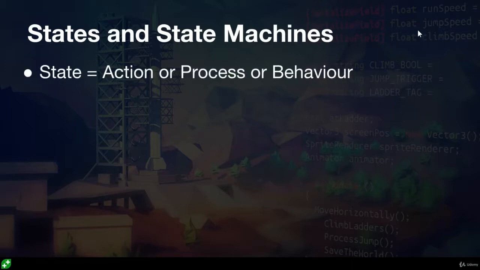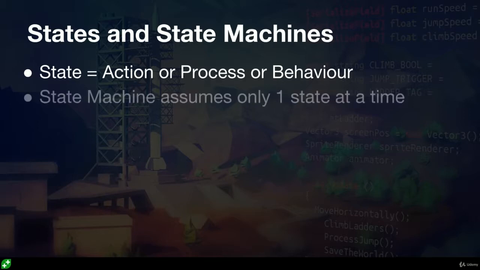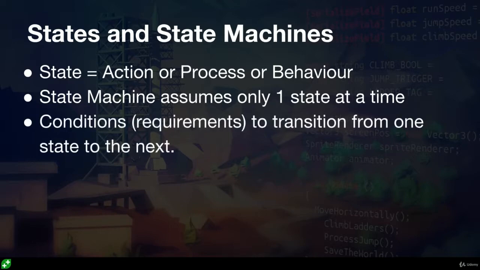Well, a state is an action or a process or a behavior. It's a thing that we are doing usually. A state machine assumes only one state at a time. I'll show you a state machine in a moment. And conditions, in other words, requirements, transition from one state to the next. So that's state and state machines.